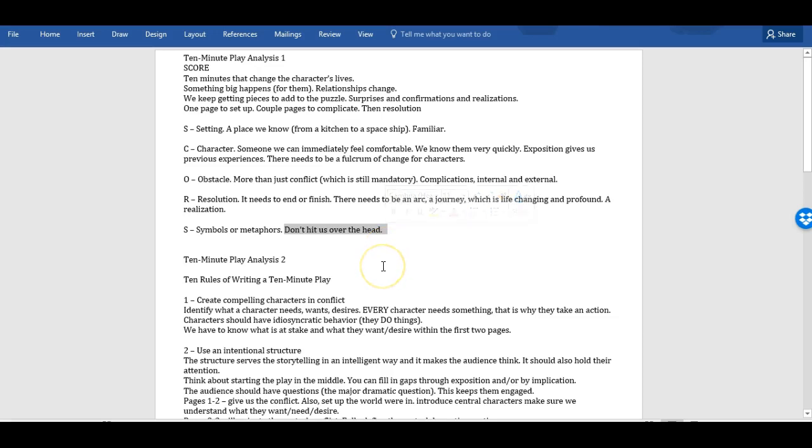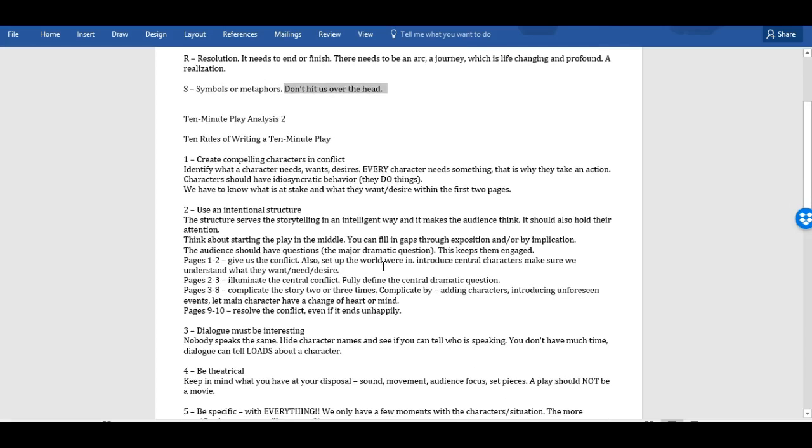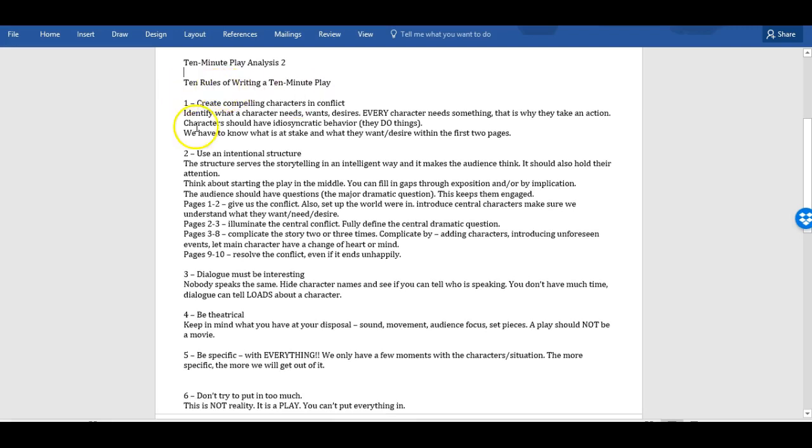You cannot ask actors to perform a metaphor. All they can do is play an action. Metaphors are not action. But you can include symbols and all those wonderful literary devices that we learned from English in your play.